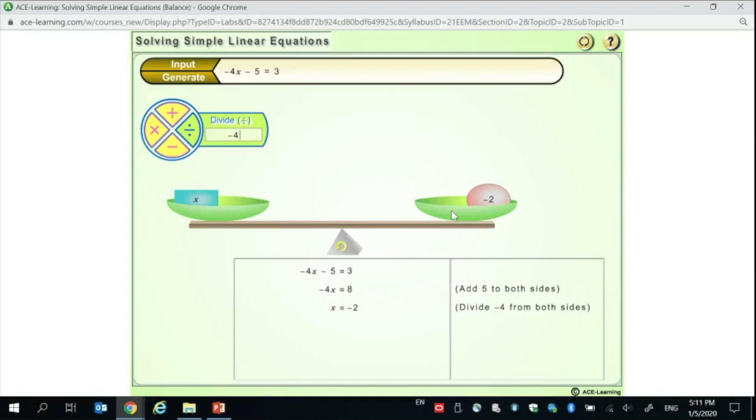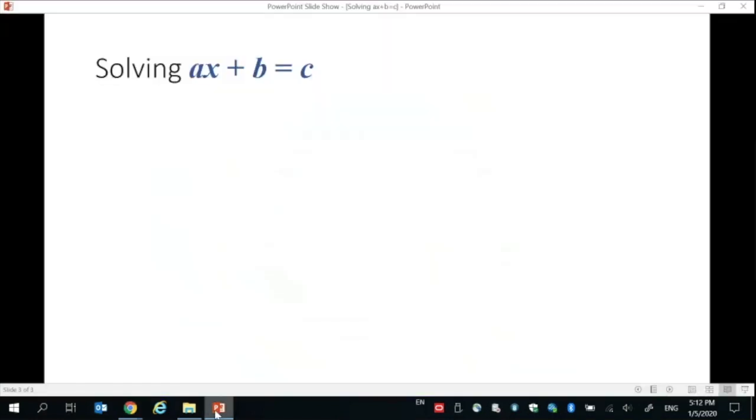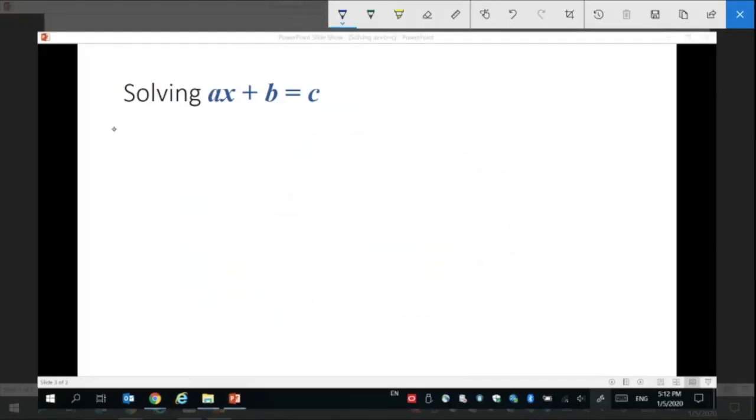Let's learn how to solve all these equations and present all the answers without using a balance. The first question we went through is 4x plus 5 equals to 17. So we always get rid of the constant term that's on the left-hand side first.